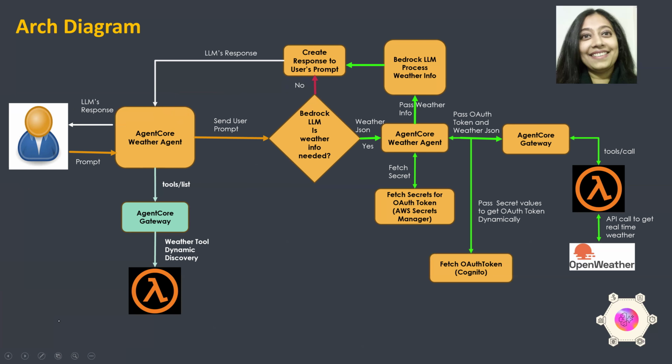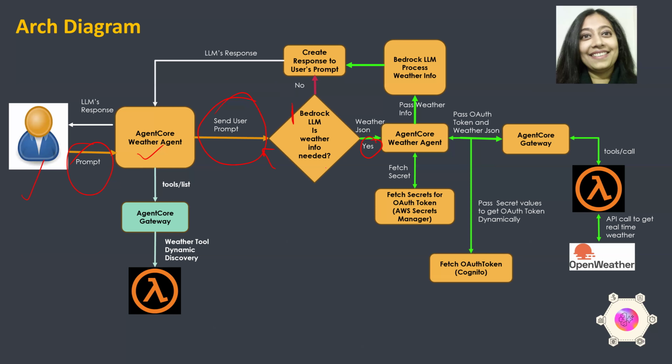Now let's look at the second part of the scenario. Our user sends a prompt to our agent. The agent basically forwards or sends this prompt to our Bedrock LLM. And let's say this time the prompt was, what is the weather in Chicago? Now our LLM basically asks the same question. Is weather info needed for me to answer the question that is being sent by this user? The answer this time is going to be yes.